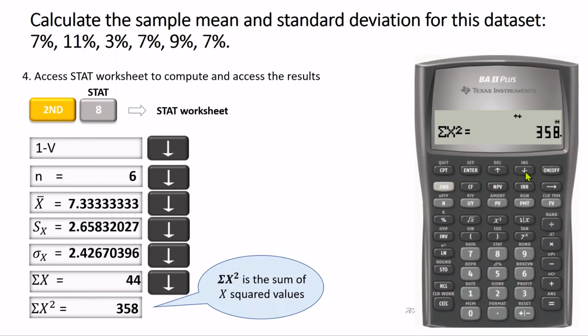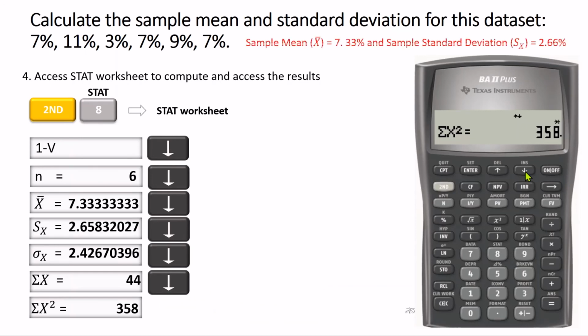To answer the given problem, the mean of the sample is 7.33%, rounded off to 2 decimal places, and the standard deviation of the sample is 2.66%, rounded off to 2 decimal places.